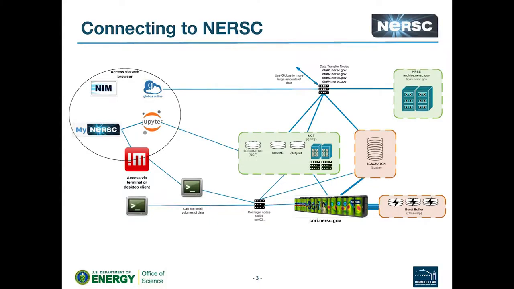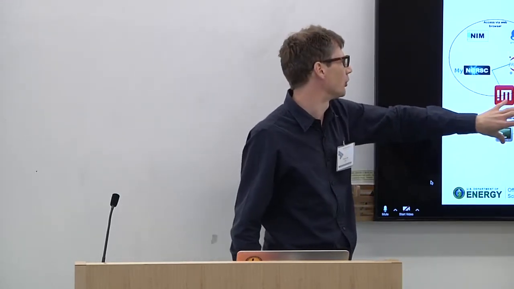All right, so when you're connecting to NERSC, this diagram's become a little bit simpler in recent months since Edison retired. You will mostly be connecting to our primary machine over here, which is Cori. It has a number of file systems available to it, which are also variously available to the outside world. And over on the right-hand side here, you can see there's a couple of ways of connecting. Some of them involve going through your web browser. Some of them involve going through a terminal program or client.